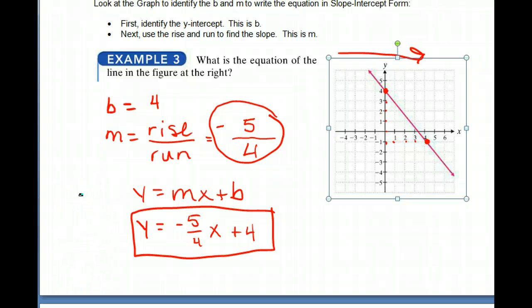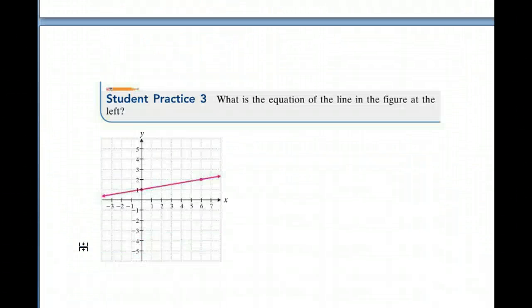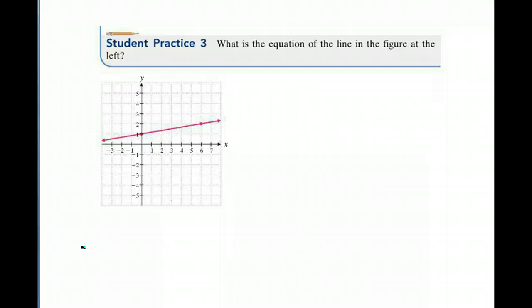We found the y-intercept and we used rise and run to get to the next point that fell perfectly on one of those grid lines. So what I would like you to do now is do student practice 3. We want to go ahead and do the same thing. Identify your y-intercept, identify your slope using rise and run, and then write the equation of that line. Go ahead and pause the recording. As soon as you're ready to check your work, press play, and we'll go on and check it.